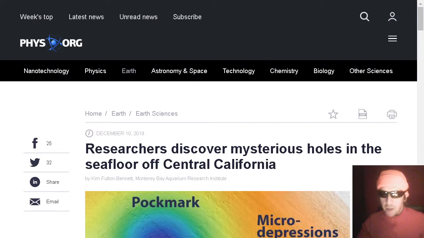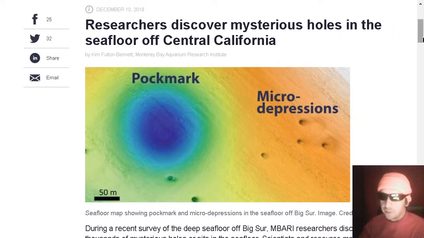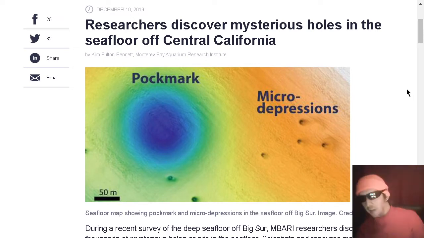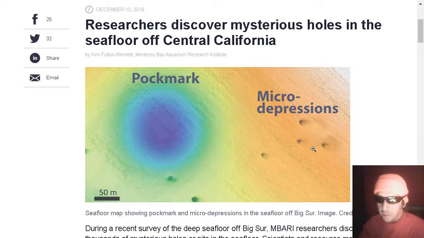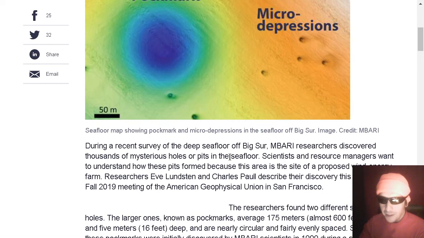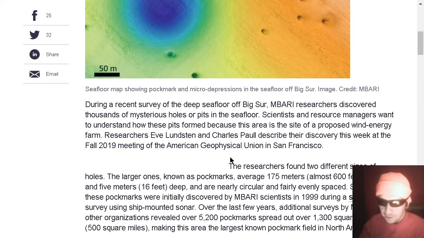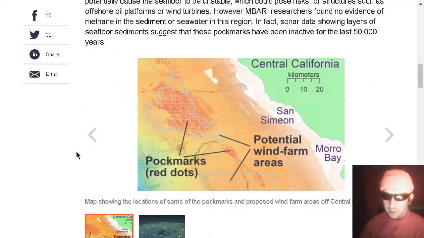Let's talk about microdepressions and pockmarks off the seafloor of California, off the coast of California. One interesting thing about these is that every one of these holes has plumes, debris fields that are pointing down the same line. So I find that very interesting, as that's, well, let's just say there are going to be theories abounding about this.